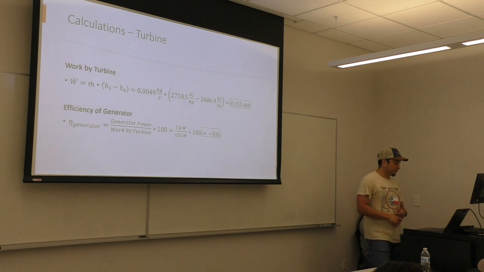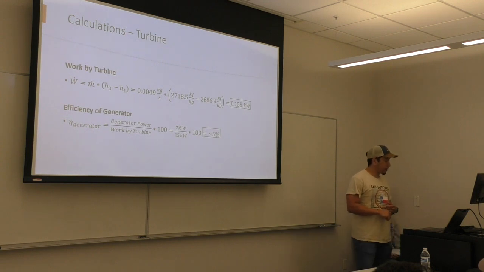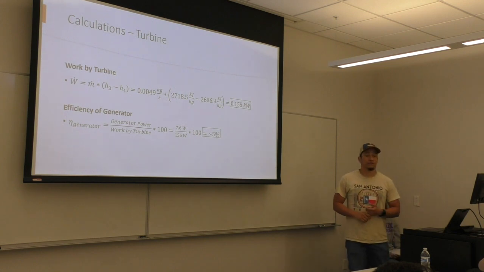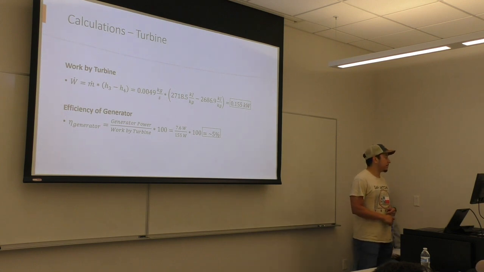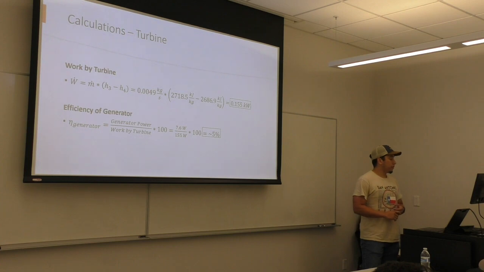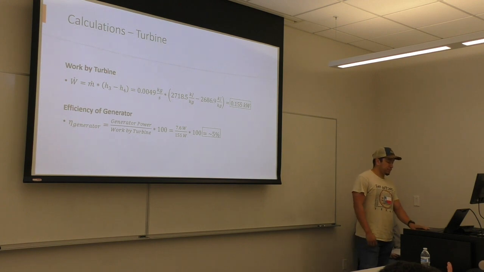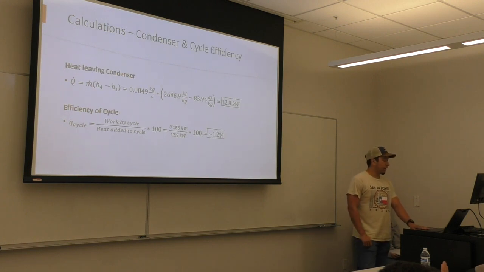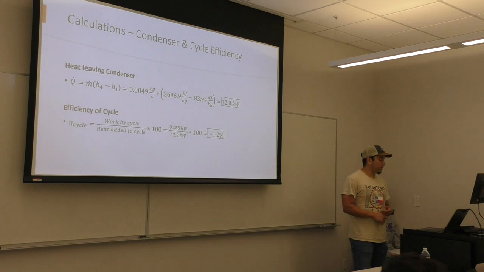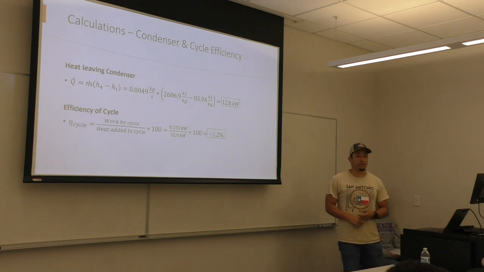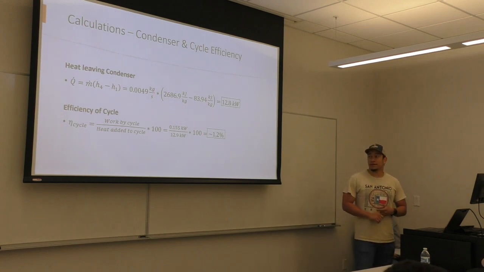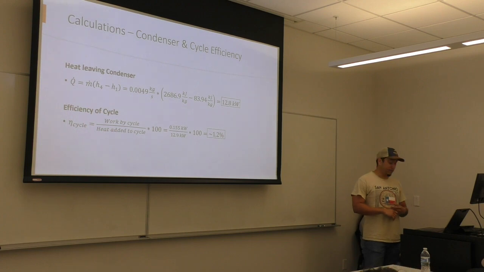For the turbine, the rate of work generated from the turbine was found to be 0.155 kilowatts, and then the efficiency of the generator, which is the generator power over the work done by the turbine, was found to be around 5%. As for the condenser, the rate of heat leaving the condenser was found to be 12.8 kilowatts. The efficiency of the cycle was found to be 1.2%.